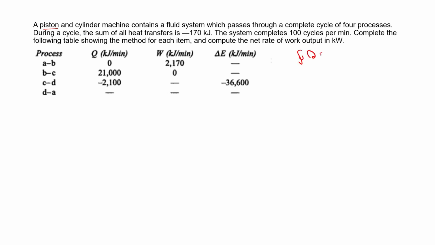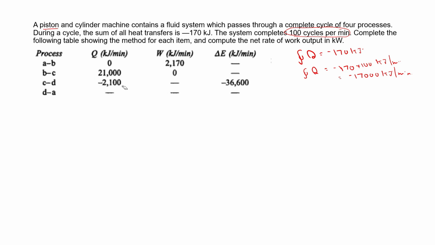So since the sum of heat transfers per cycle is minus 170 kilojoule, it completes 100 cycles per minute. So you can also say that Q is equal to minus 170 into 100 kilojoule per minute. Okay. So this is minus 17,000 kilojoule per minute. This is the total heat transfer.